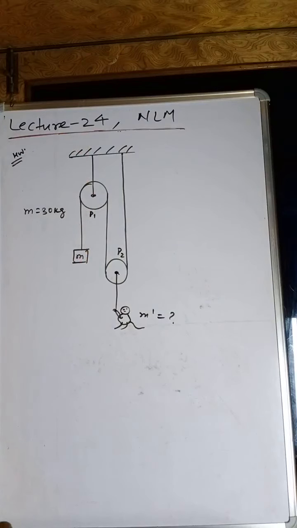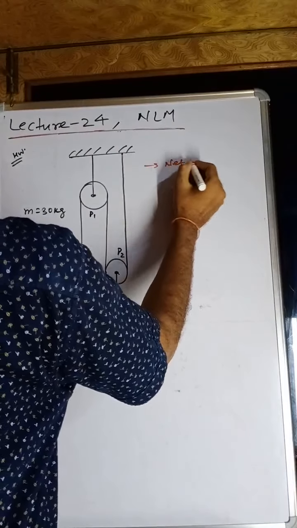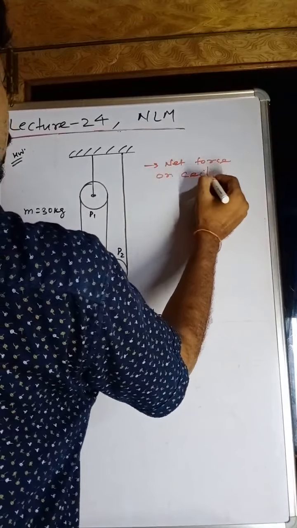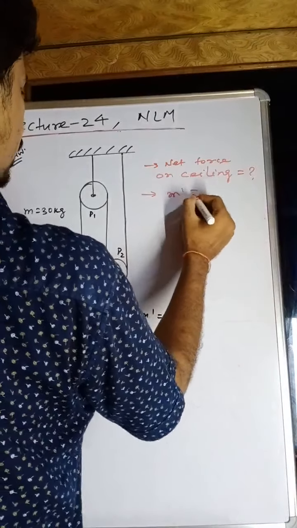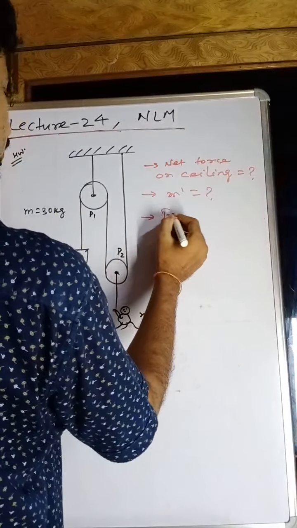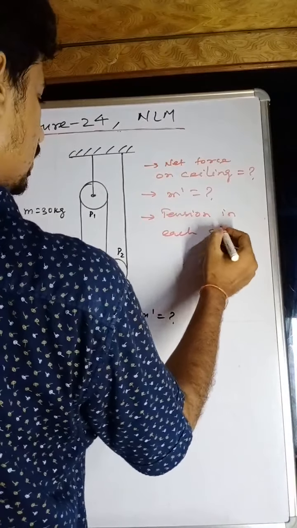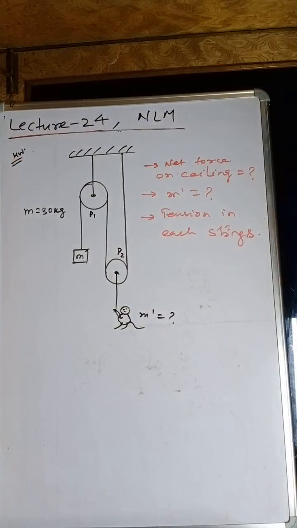And the third thing, you have to find the net force on the ceiling. Net force on the ceiling. The second, mass of monkey. Third, tension in each string. Alright, so this is your homework, my dear students.